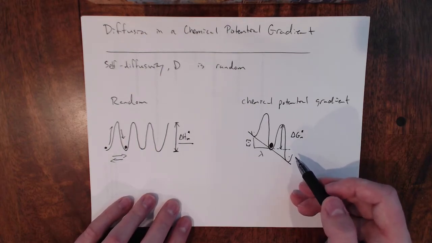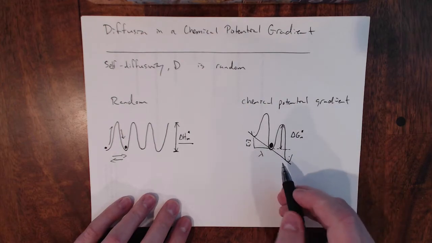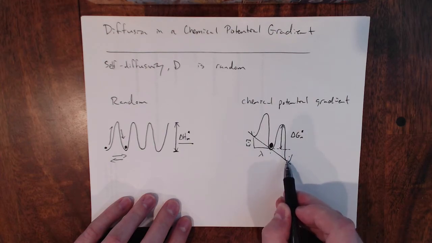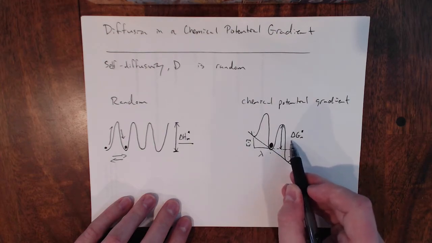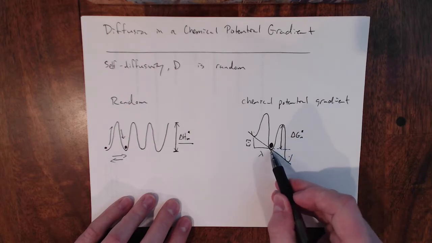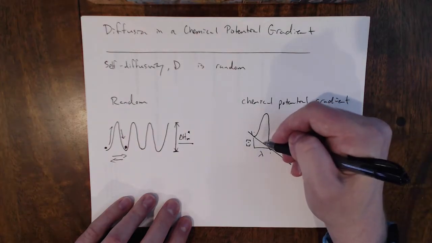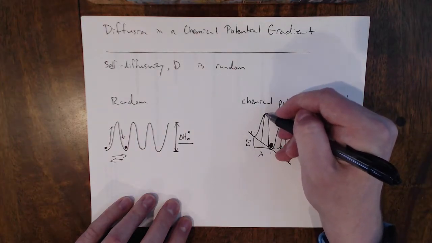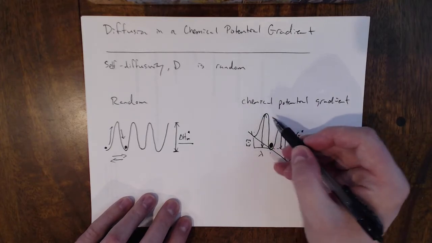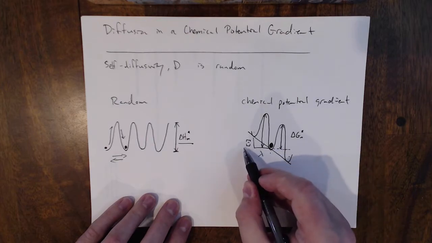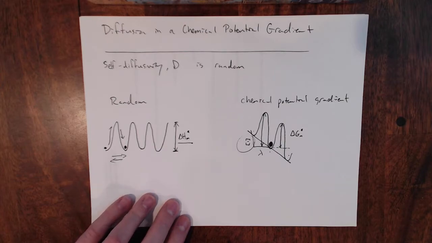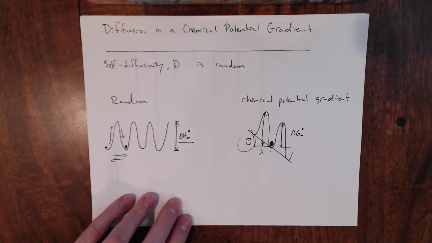What you'll notice is that in one direction, if I go from this site to the next one down here, we have to overcome a barrier of delta G m star. But if you think about the other direction, the value from where the atom is to the top of the peak here is now bigger by this amount. That's what this imposed chemical potential gradient does.